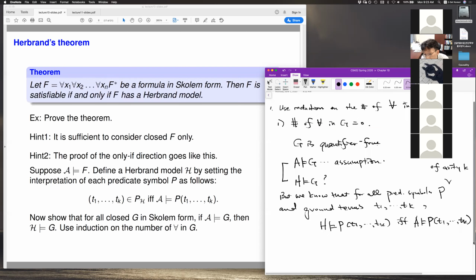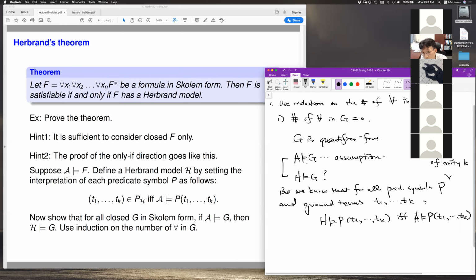And as I said, G is closed, so it never has a free variable. And G is quantifier-free, so the interpretation proceeds just according to the semantics of propositional logic. So the case for A and the case for H will proceed exactly the same way if you view semantics as a recursive function. And the base case will also be exactly the same, which means that if the one on the top is true, the one below is also true.